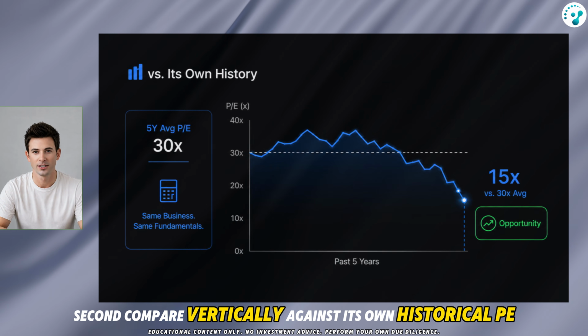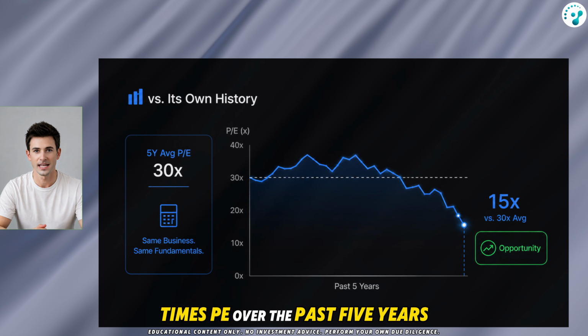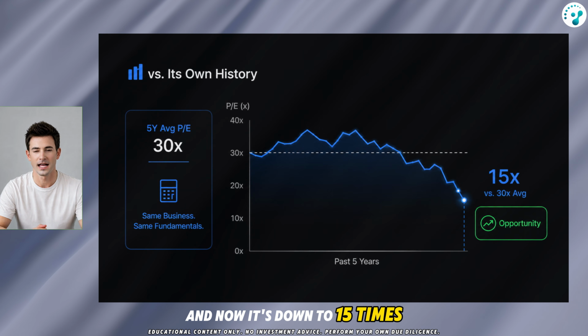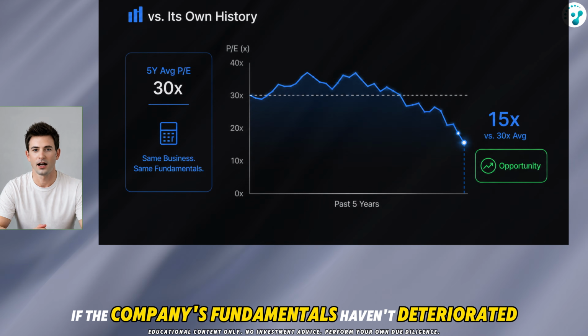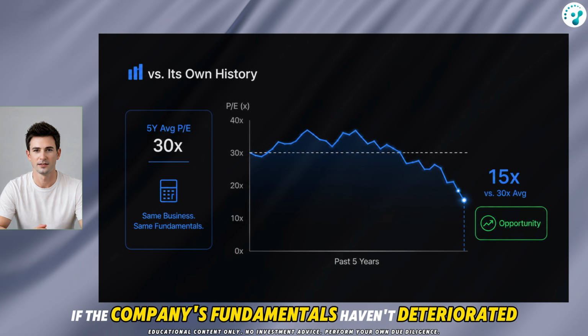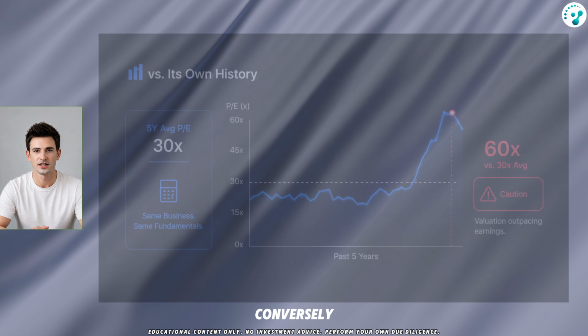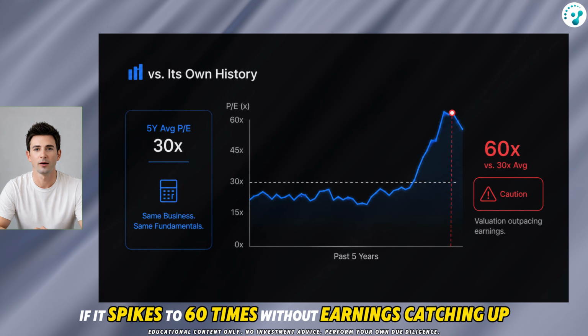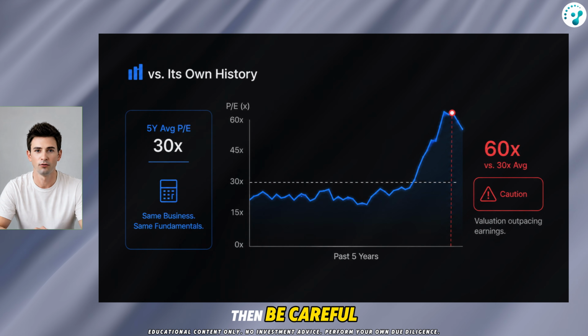Second, compare vertically against its own historical PE. If a stock has averaged a 30 times PE over the past 5 years and now it's down to 15 times, if the company's fundamentals haven't deteriorated, that could be an opportunity. Conversely, if it spikes to 60 times without earnings catching up, then be careful.